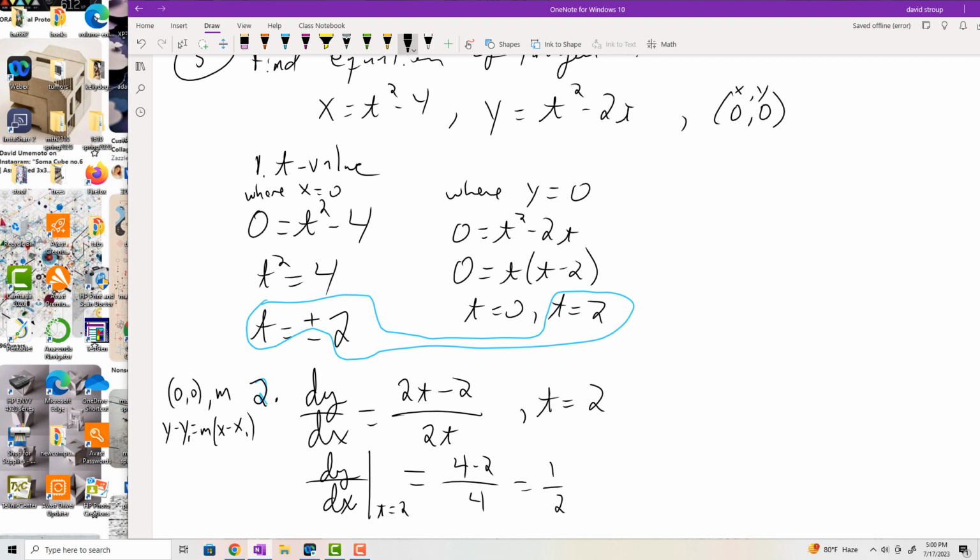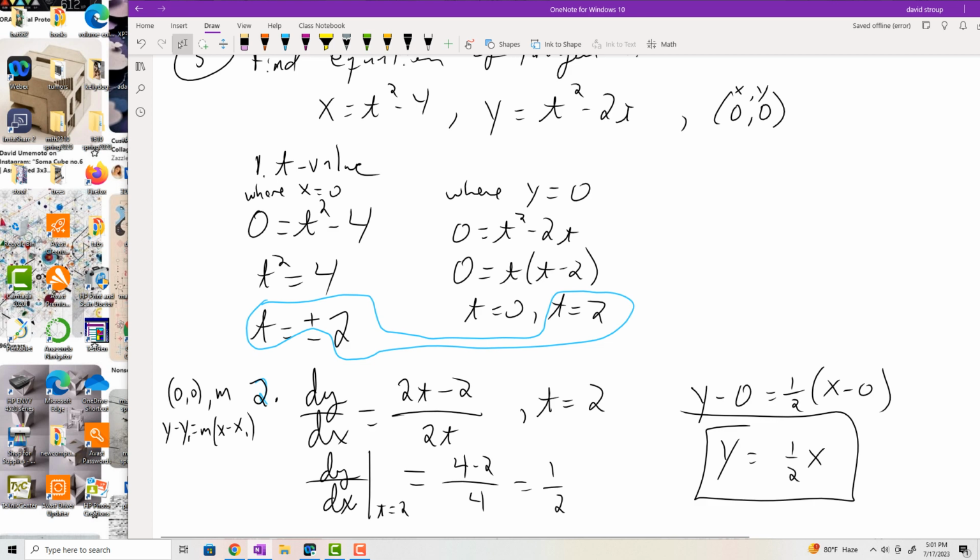Okay, great. So from there, I can form the equation of a line. So I'll go y minus, my point is 0, 0. So 0 equals 1/2 times x minus 0. And then I have y equals 1/2 x. And you probably typed that whole thing in there for your answer.